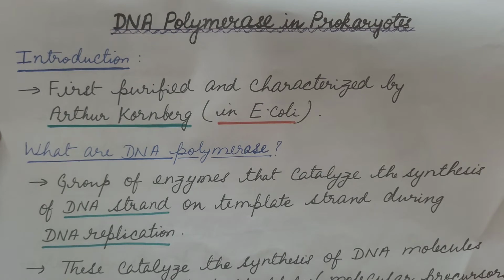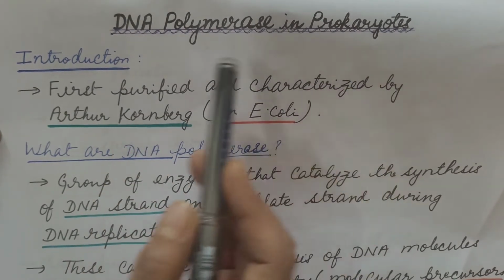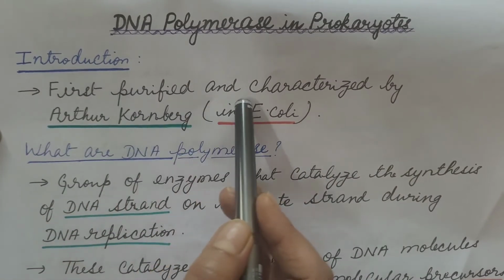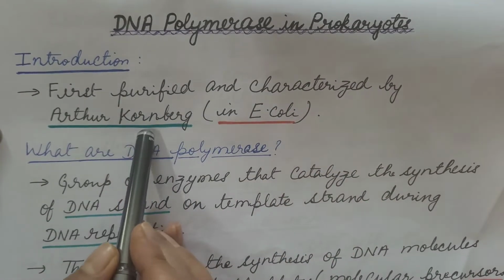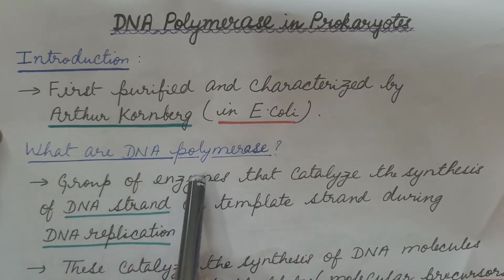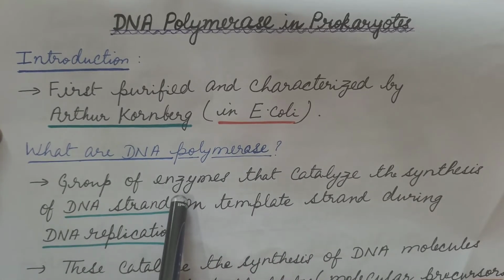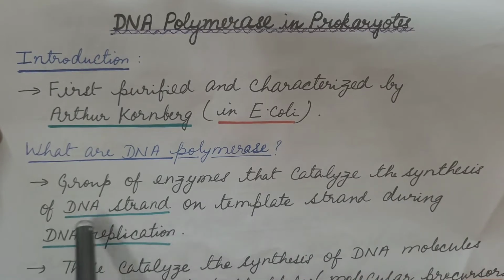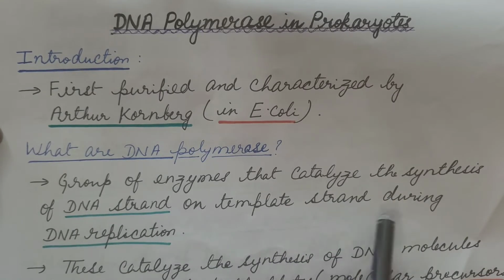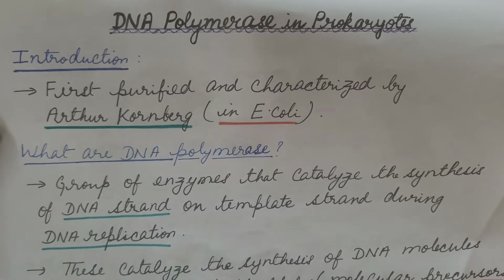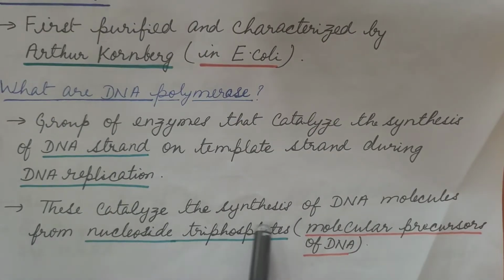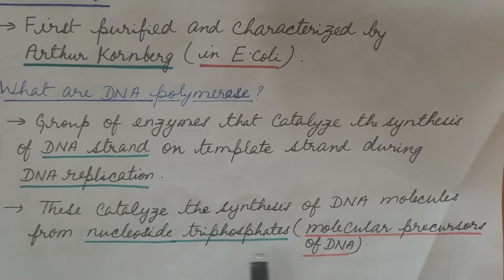Hello friends, in this video we are going to discuss DNA polymerase in prokaryotes. It was first purified and characterized by Arthur Kornberg in E. coli. What are DNA polymerases? These are a group of enzymes that catalyze the synthesis of a DNA strand on a template strand during DNA replication. So, these catalyze the synthesis of DNA molecules from nucleoside triphosphates, and these nucleoside triphosphates are the molecular precursors of DNA.